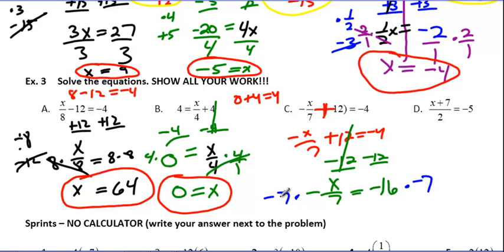Negative times a negative is a positive. Multiplying by 7 and dividing by 7 is the opposite, so they cancel out. And I have x by itself now. Over here, a negative times a negative is a positive. Alright, that's going to be 112. Last one. Actually, you know what? Let's go ahead and check that one.